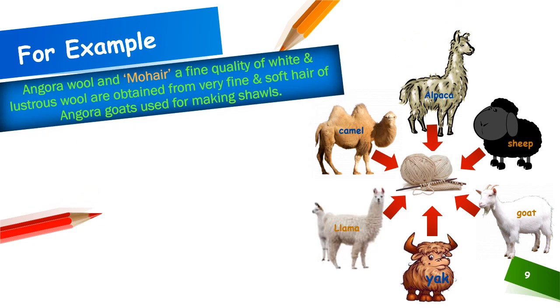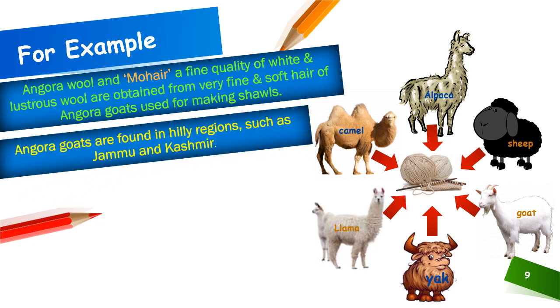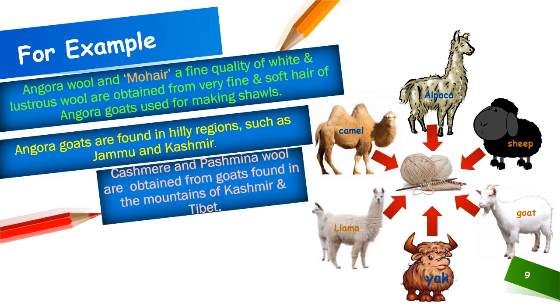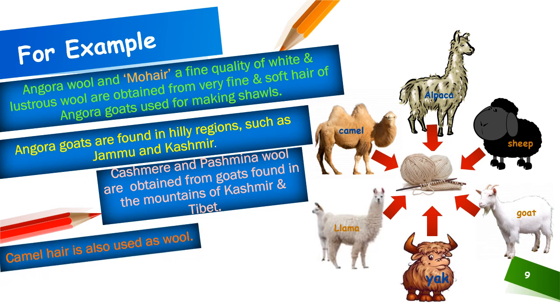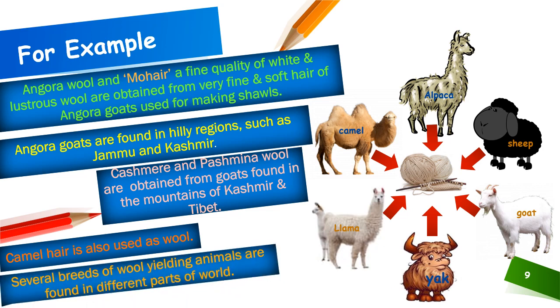Angora wool and mohair, a fine quality of white and lustrous wool, are obtained from very fine and soft hair of Angora goats used for making shawls. Angora goats are found in hilly regions such as Jammu and Kashmir. Cashmere and Pashmina wool are obtained from goats found in the mountains of Kashmir and Tibet. Camel hair is also used as wool. Several breeds of wool yielding animals are found in different parts of the world.